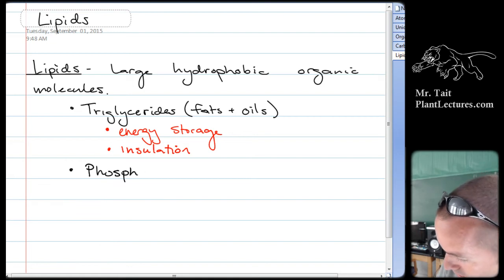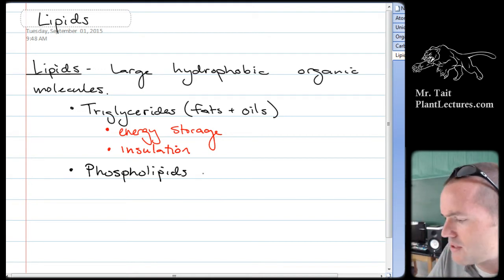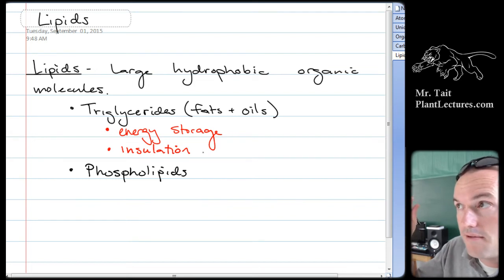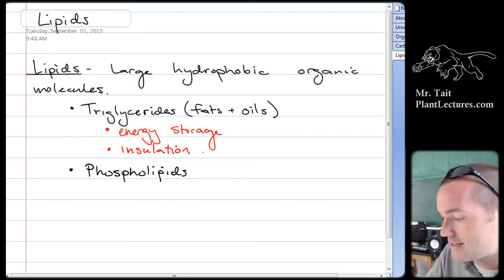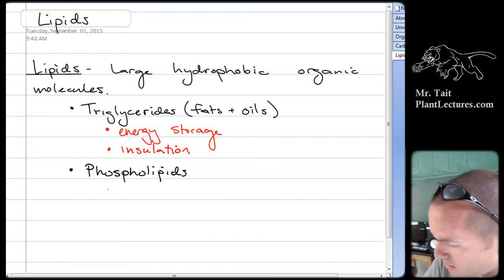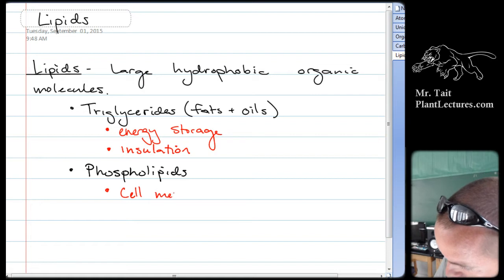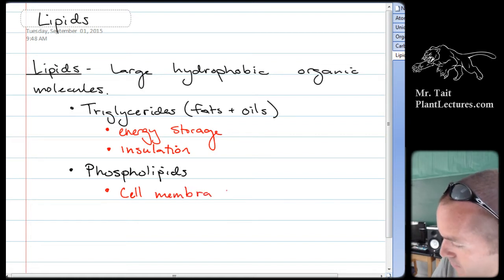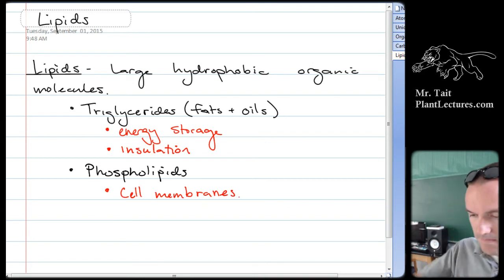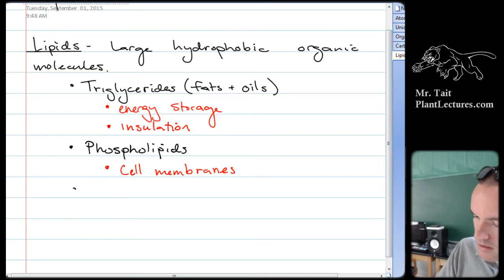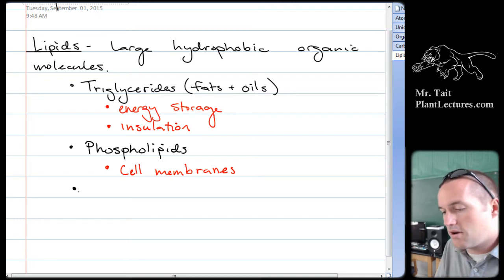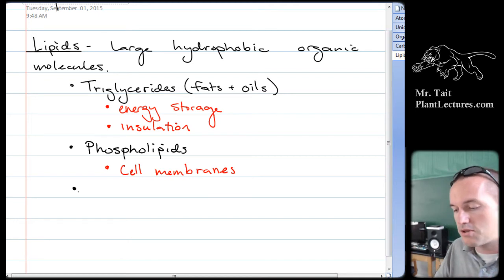Phospholipids. Okay, phospholipids are going to have the structure of a phosphate group that has two fatty acid tails on it. And does anybody know what the main thing that the phospholipid is so super important for? Membranes. Cell membranes are made out of what are called phospholipid bilayers. Okay. So triglycerides are three fatty acid tails bonded to a glycerol. Phospholipids are two fatty acid tails bonded to a phosphate group.